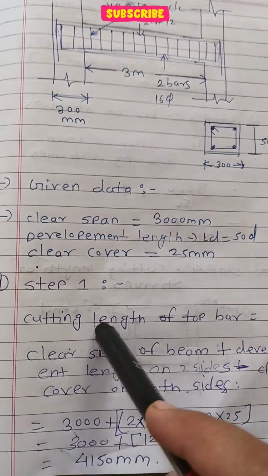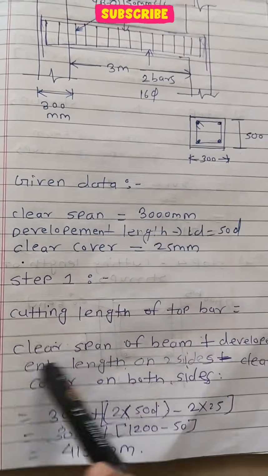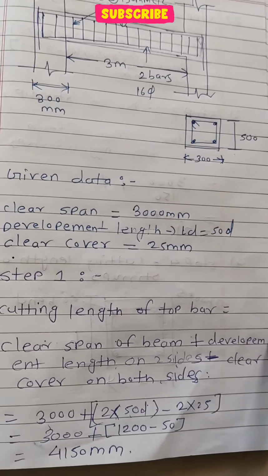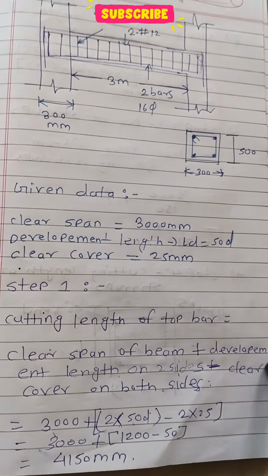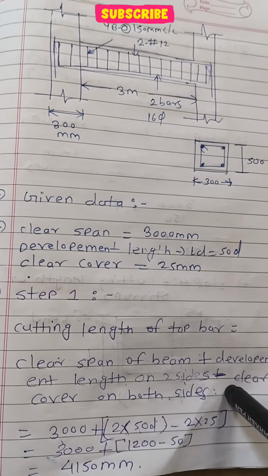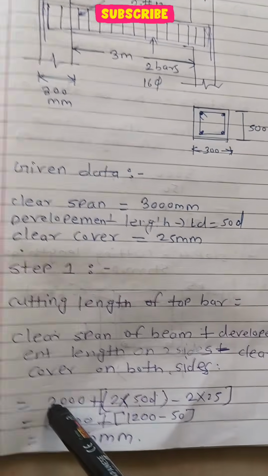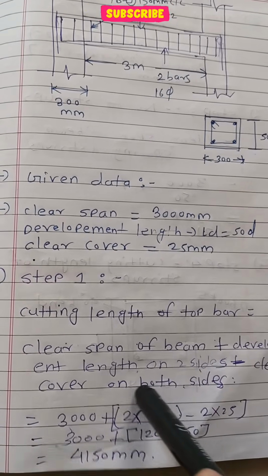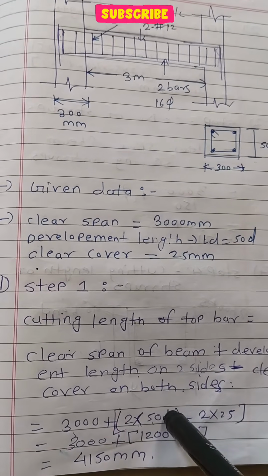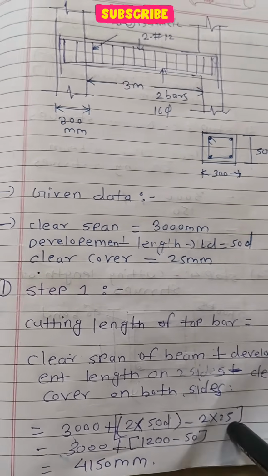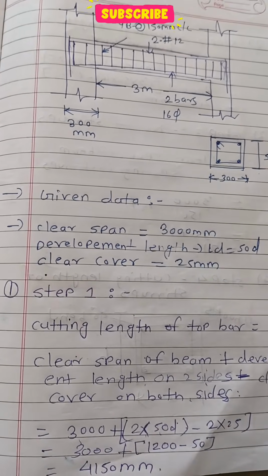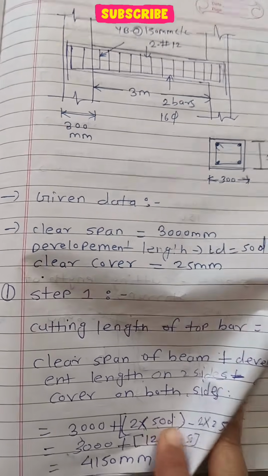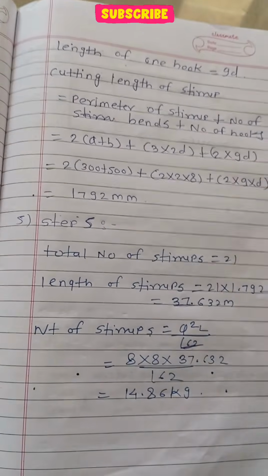So the cutting length of top bar is clear span of the beam plus development length on two sides minus clear cover on both sides, that will be the cutting length. So 3000 is the total length of beam plus 2 into 50D minus 2 into 25, that is the clear cover on both sides. So the result comes out to be 4150 mm.